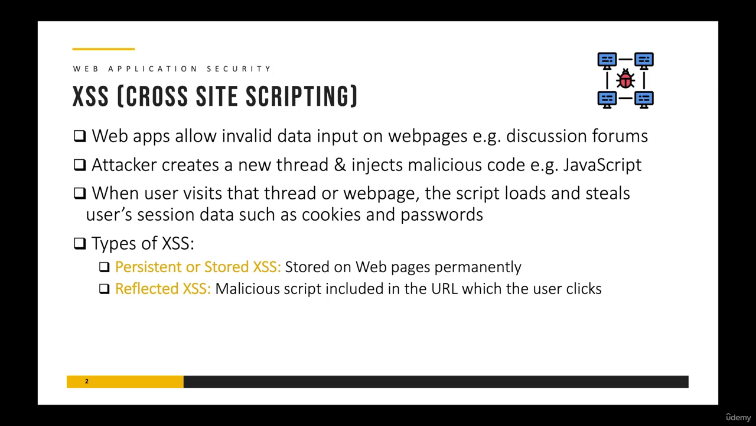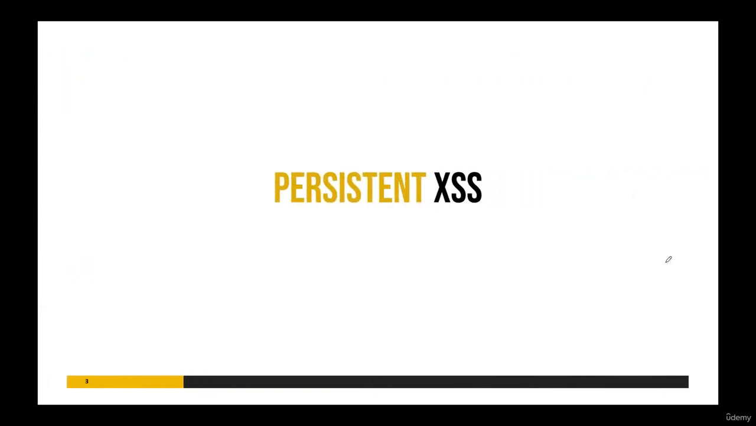So the two variations differ in that in the first one, the script is permanently stored, but in the reflected one, the attacker has to actually send the malicious link to all the different users. So he has to keep on doing it. Let's start with the persistent cross-site scripting attack.